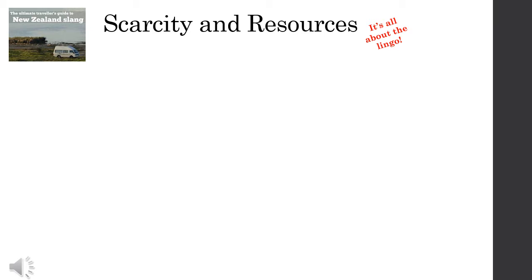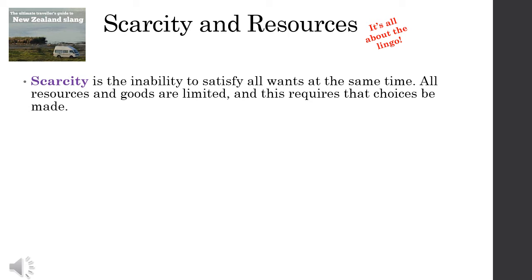Our first term is scarcity. That's the inability to satisfy all wants at the same time. Or as the Rolling Stones once told us, you can't always get what you want, but if you try sometimes, you'll get what you need. All resources and goods are limited, and this requires that choices be made.